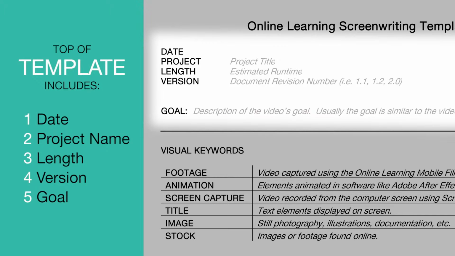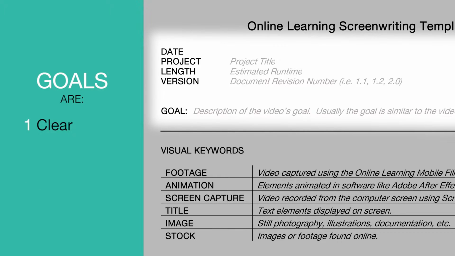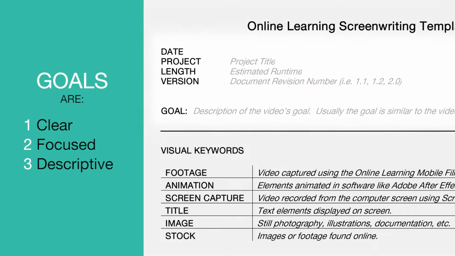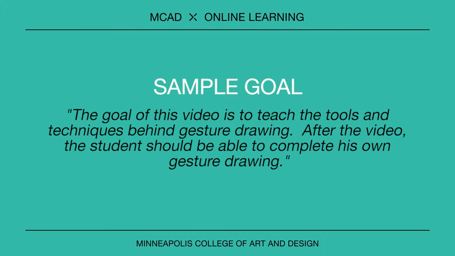When screenwriting, it is important to clearly define what information or skills you hope the student will learn after watching. The more focused the goal, the better, as it will help you when refining your script. For example, I'll be creating a video on the techniques of gesture line drawing. My goal is for the student to have learned the drawing techniques required by the end of the video, allowing them to begin their own gesture drawings.